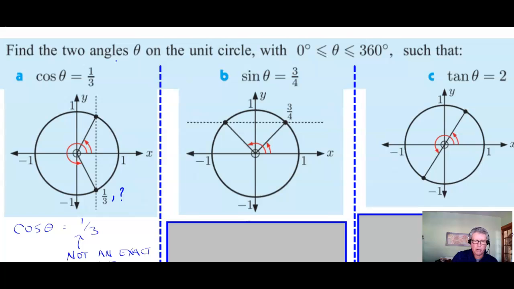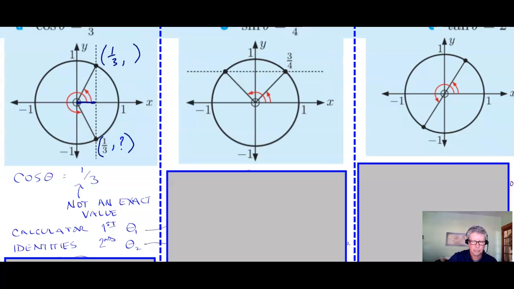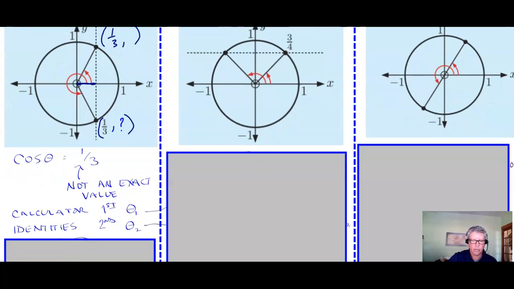Just to make sure we're all on the same page, the cosine is the x coordinate, so we're saying this here is 1/3, and there are 2 angles that have 1/3 as an x coordinate. So we're after those angles. First of all, we notice that it is not an exact value, so we're going to use our calculator and an identity. That will help us get the 2 angles.